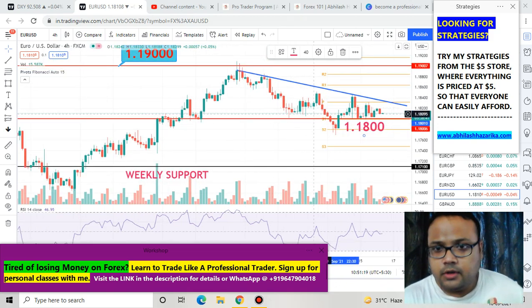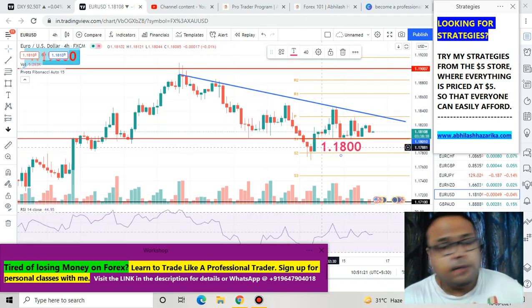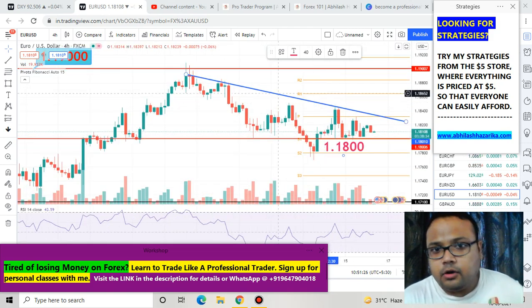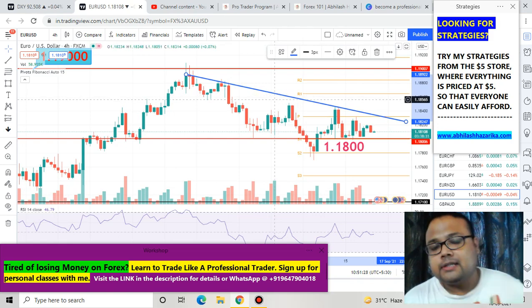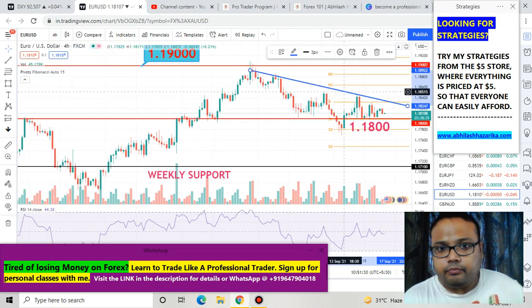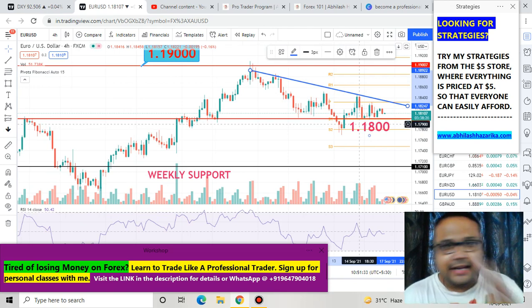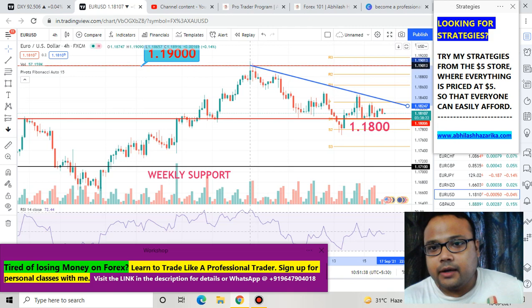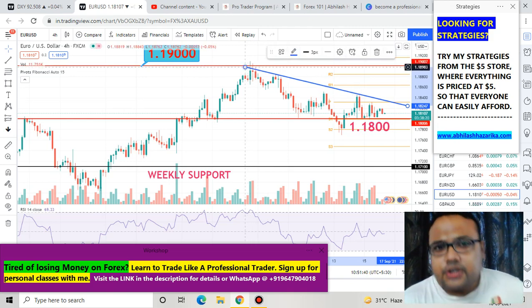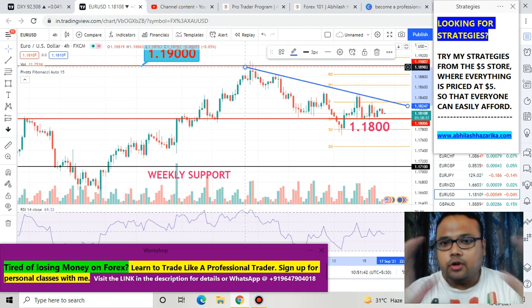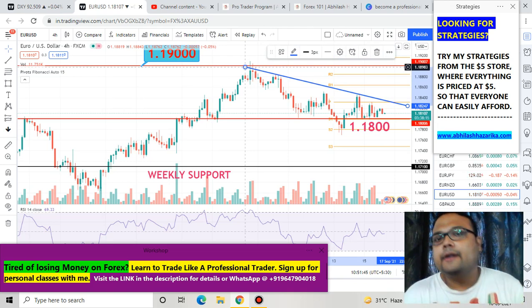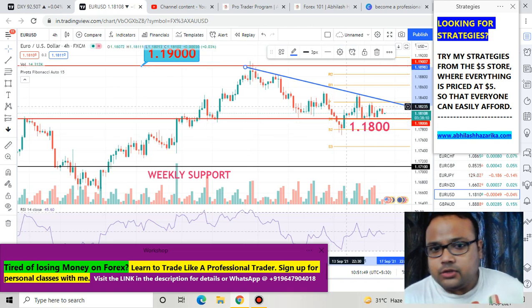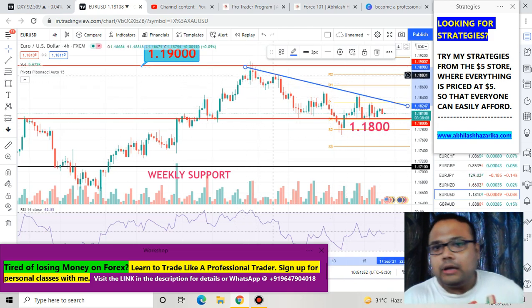So we have 1.1800 as the support for the market right now, and on the top we have this trend line as a resistance. You can clearly see that 1.1800 is acting as a support for the market, whereas this trend line is acting as a resistance. If you do not have these lines on your charting platform, my dear friends, I request you to draw these lines so that you can understand the market better, do proper analysis and take the proper trade.